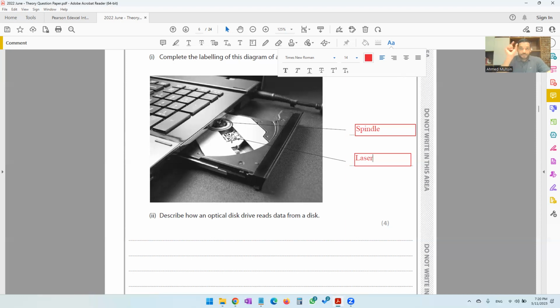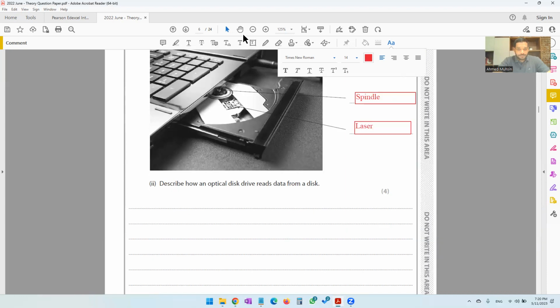When it comes to a spot where there is a pit, there is a reflection of light. So when there is a reflection of light, your computer knows that it's a binary value of 1. When it comes to a land, a flat area, there is no reflection of light. When there is no reflection of light, your computer knows that it's a binary value of 0. So basically this is how it reads data from a disk.